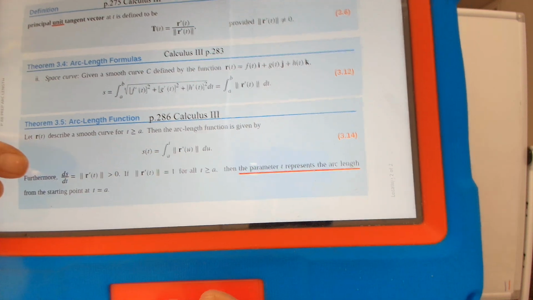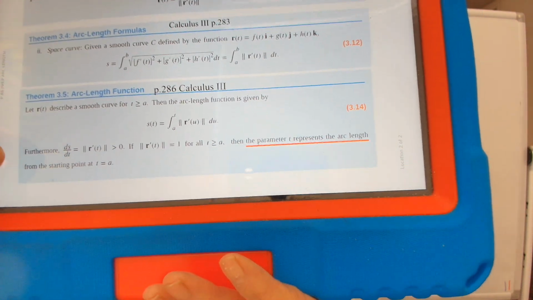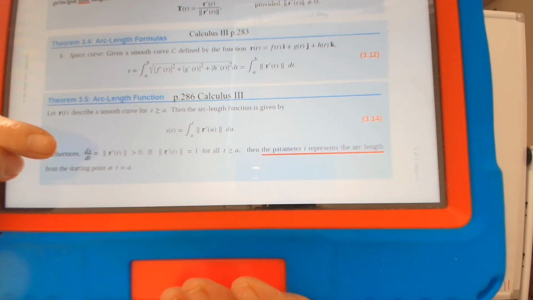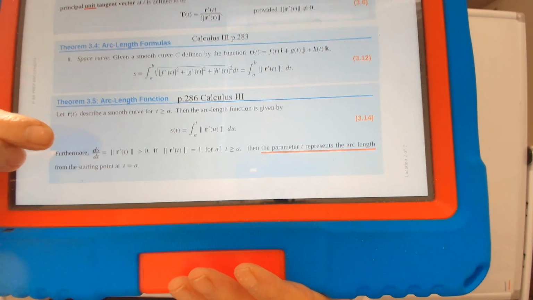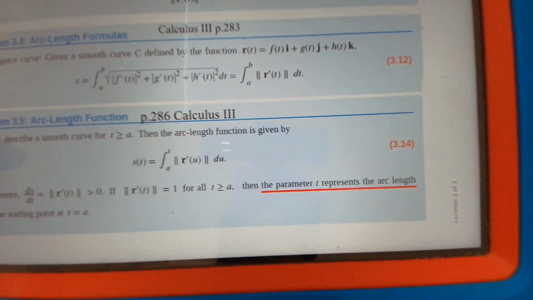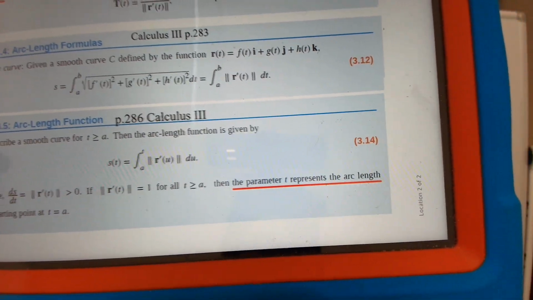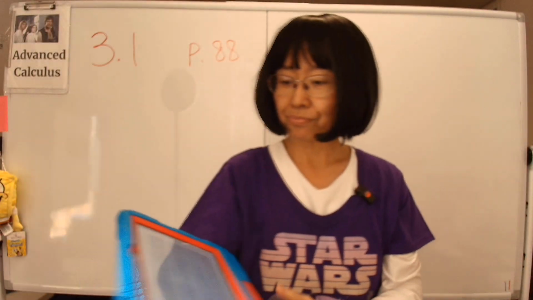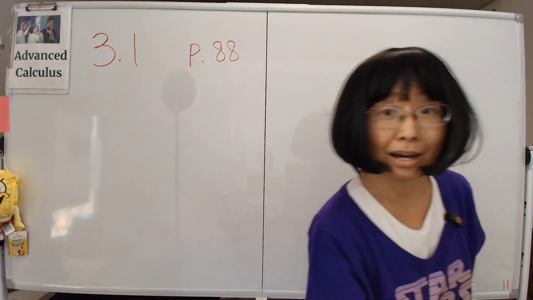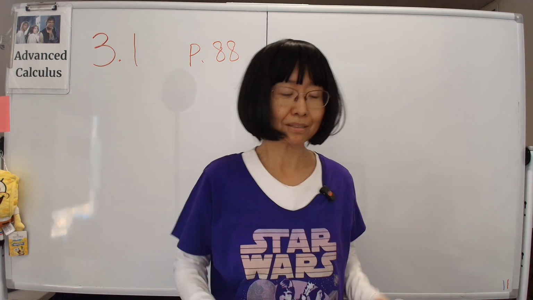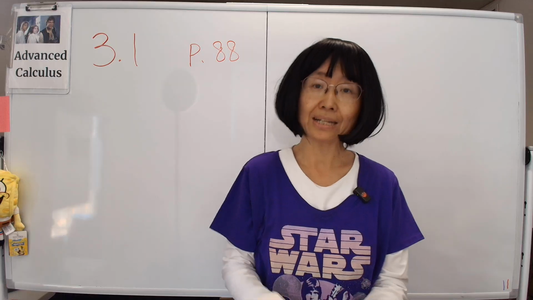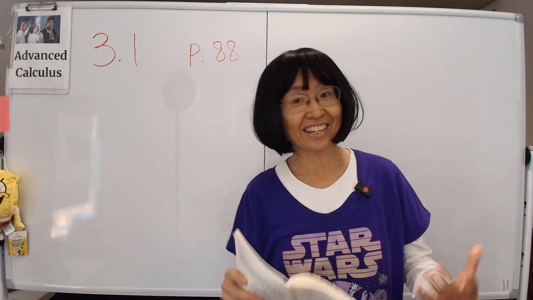And there are a couple more points I want you to refresh your memory on. That is, ds/dt from this formula will be equal to the magnitude of r prime of t, which is always bigger than 0. And also, if it is equal to 1, then see what I underlined in red here. The parameter t represents the arc length. Okay, and so all that, you don't need to look any of this stuff up if you don't remember it. The reason is we're going to talk about all this stuff today from the ground up. So if you never heard of it, that's fine. It wouldn't matter that much. But I just want to remind you of the good old days in Calculus 3.